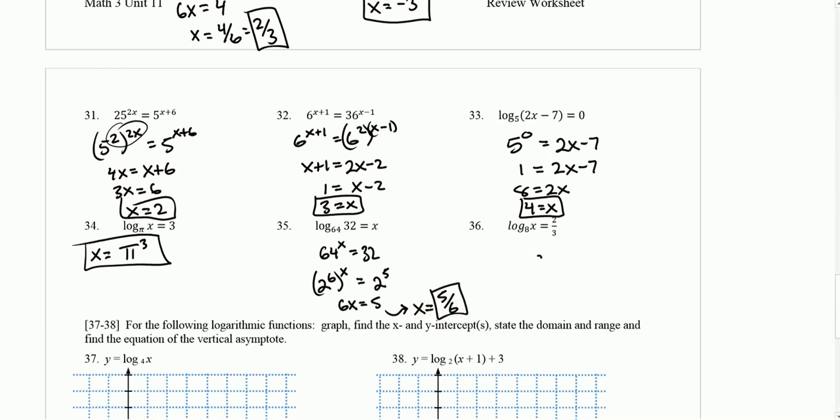36, 8 to the 2/3 power is equal to x. And 8 to the 2/3, that means the cube root of 8 squared. The cube root of 8 is 2, and 2 squared is 4, so x is 4.